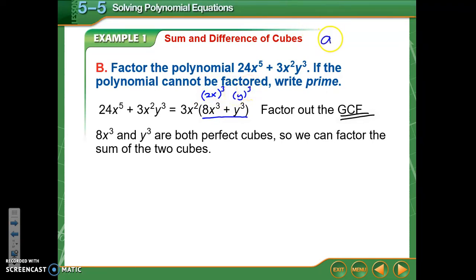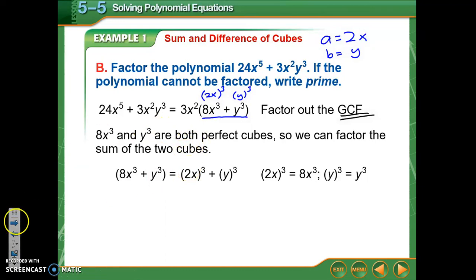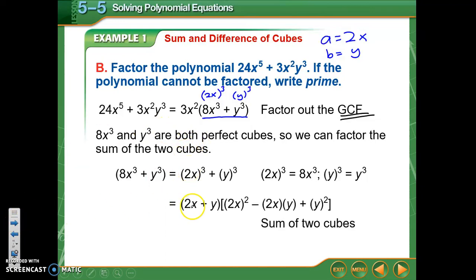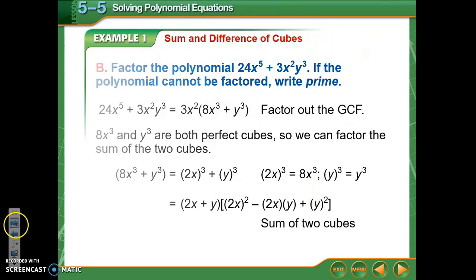So that means if you're looking back at your formula at the beginning of your notes, in this case, a would be 2x and b would be y, because 2x is the cube root of 8x cubed and y is the cube root of y cubed. So I have to use my formula, the sum of two cubes. Remember that the sum of two cubes is this pattern right up here. So here's my a plus b, 2x plus y. This is a squared, 2x quantity squared, minus a times b plus b squared. So we're following that pattern, and then we just have to simplify.